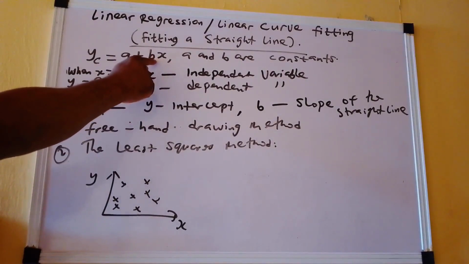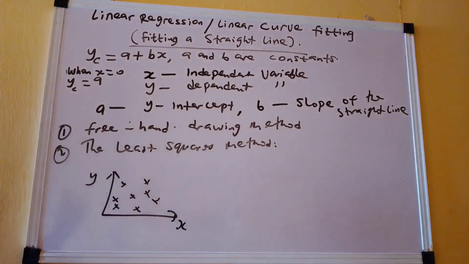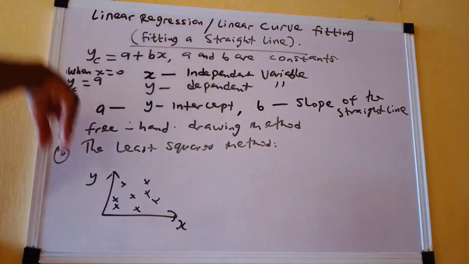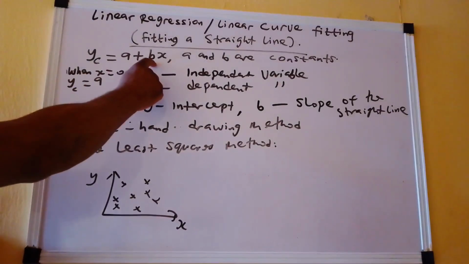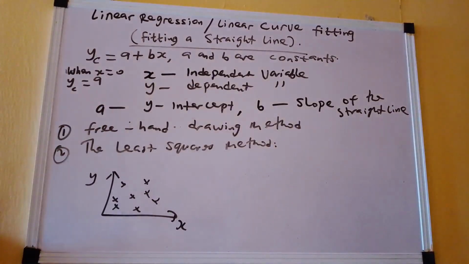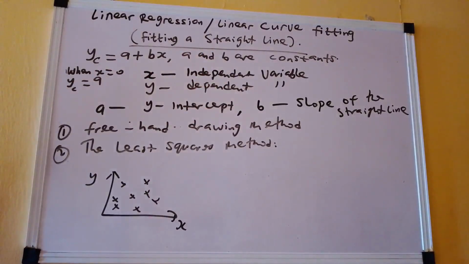Now, if the slope is negative, it means that the independent variable x will impact negatively on the dependent variable y. If the slope b is positive, it means that the independent variable x will impact positively on the dependent variable y. So the slope shows the absolute change in y for a unit change in x. The slope may be positive or negative, and that is what indicates the nature of the relationship.